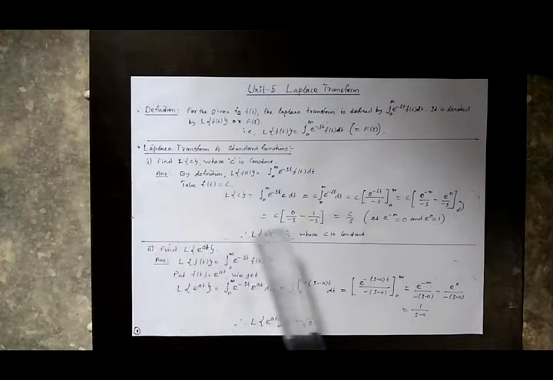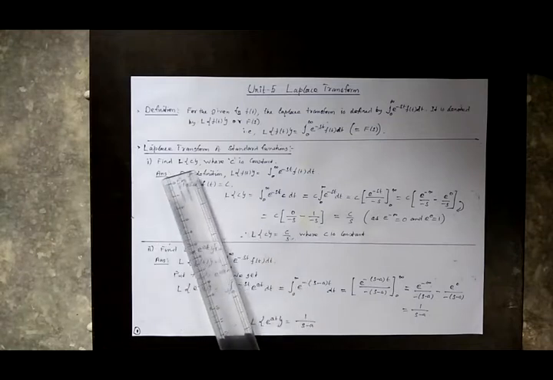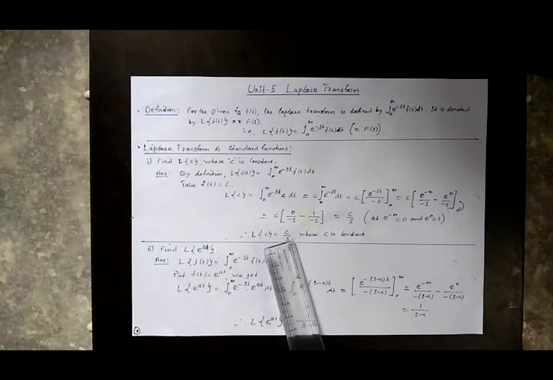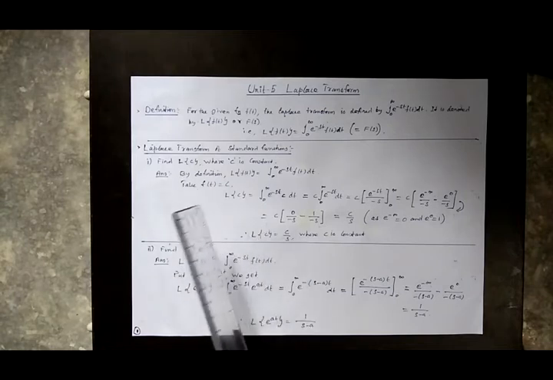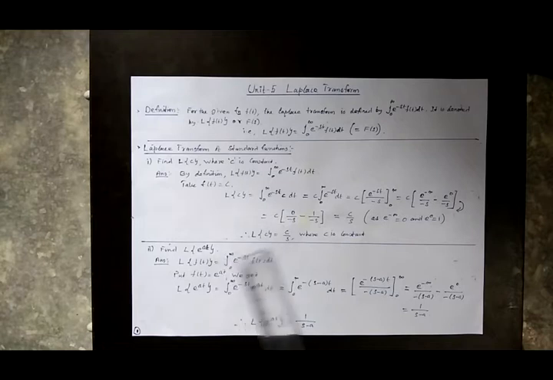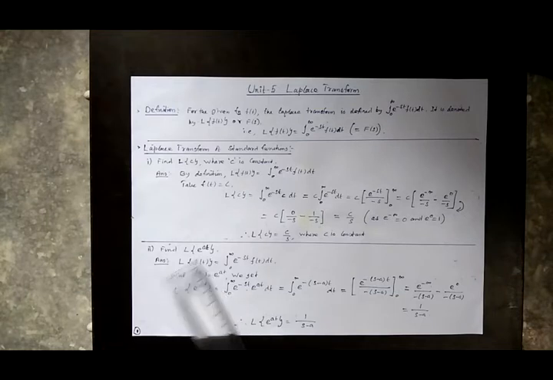So what we have derived here is the value of L of c, where c is a constant. L of c equals c by s. Suppose c equals 2, then L of 2 will be 2 by s, and L of 10 will be 10 by s. Like that, you can find the Laplace transform for any constant. Let us take up the Laplace transform of another standard function, e power at.